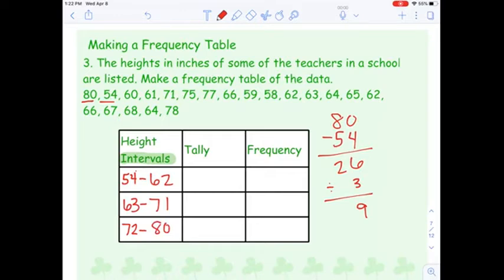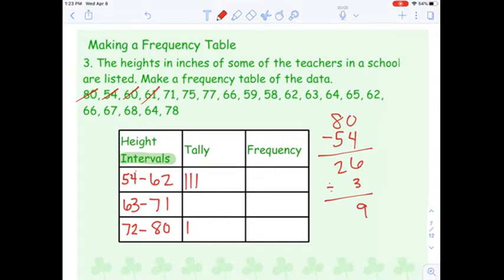So we're good there. Then what you're going to do is tally up how many data points are in between each of these intervals. I think the easiest way to do this is to just go through your data and make tally marks. So I start with 80, that would go here. 54, that would go there. 60, that would go there. 61, there. You finish filling this in.